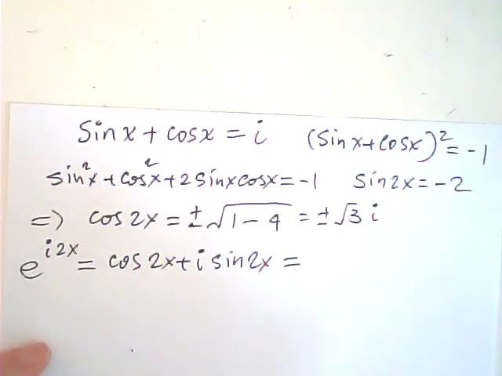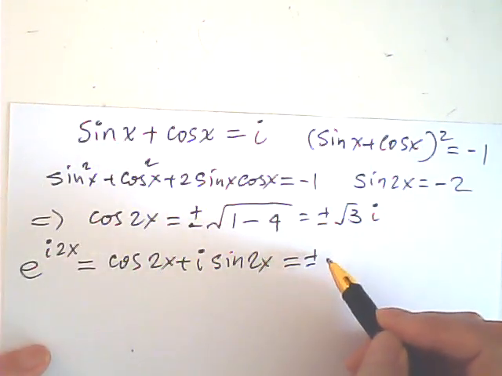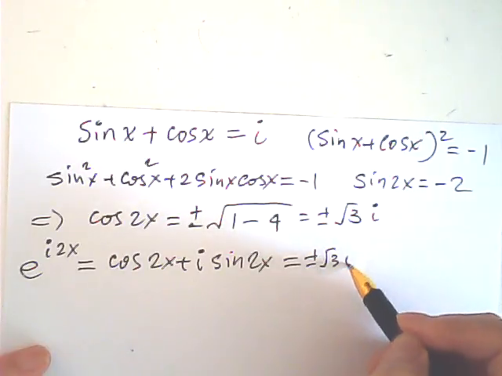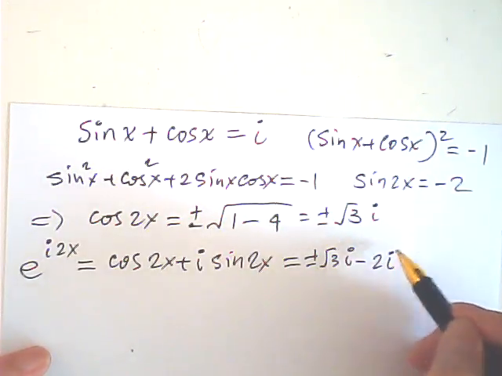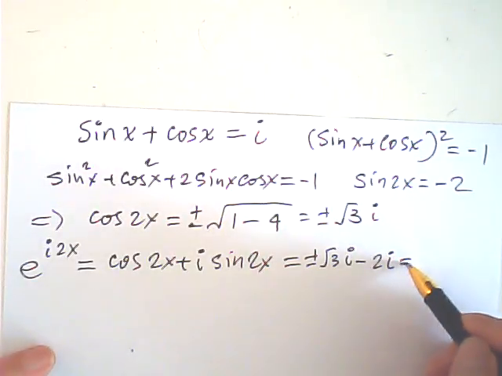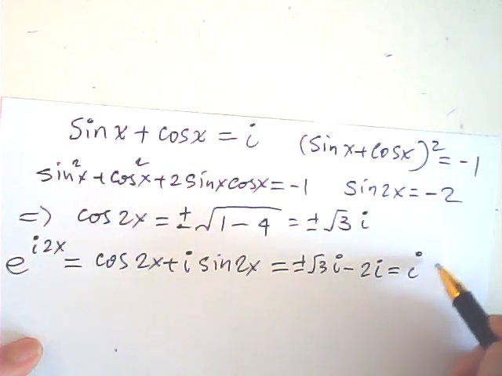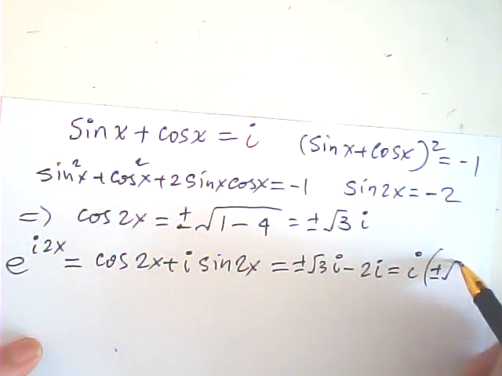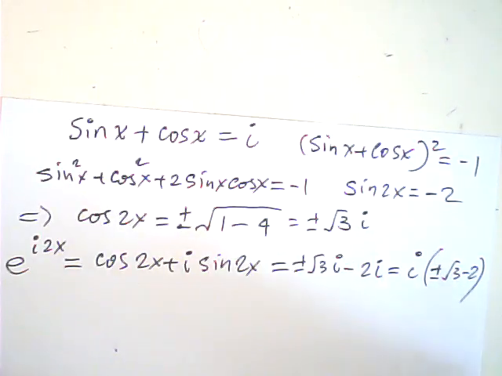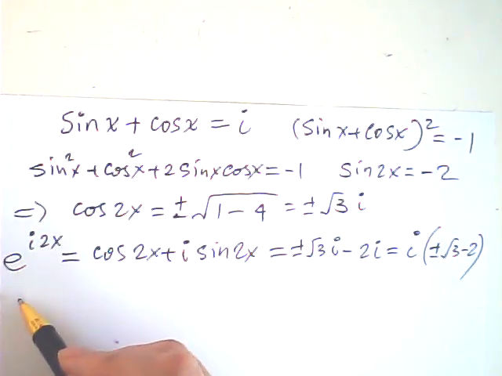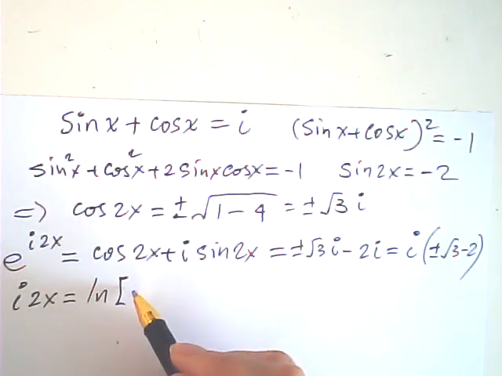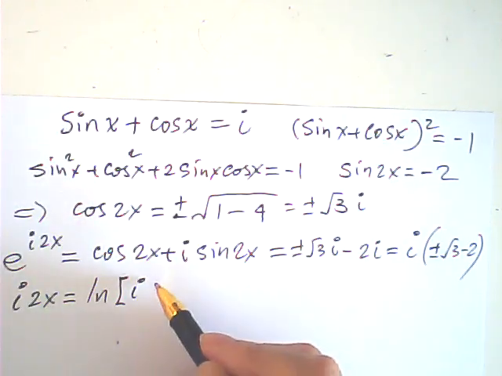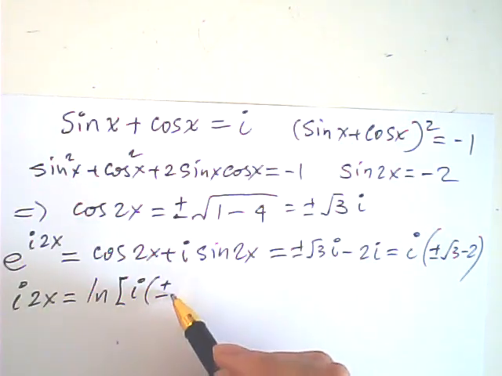So that will be equal to plus or minus root 3 i and minus 2i, right? Yes. So this is equal to i times (plus or minus root 3 minus 2). Okay, very good. Then I can find 2x is equal to log i times (plus or minus root 3 minus 2).